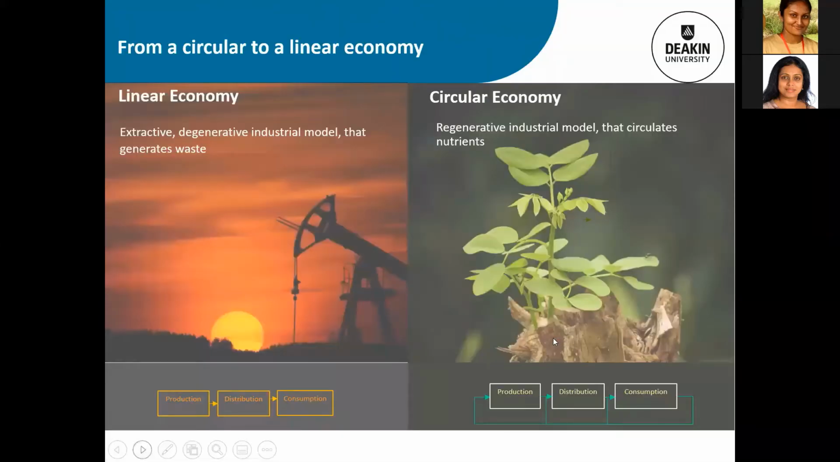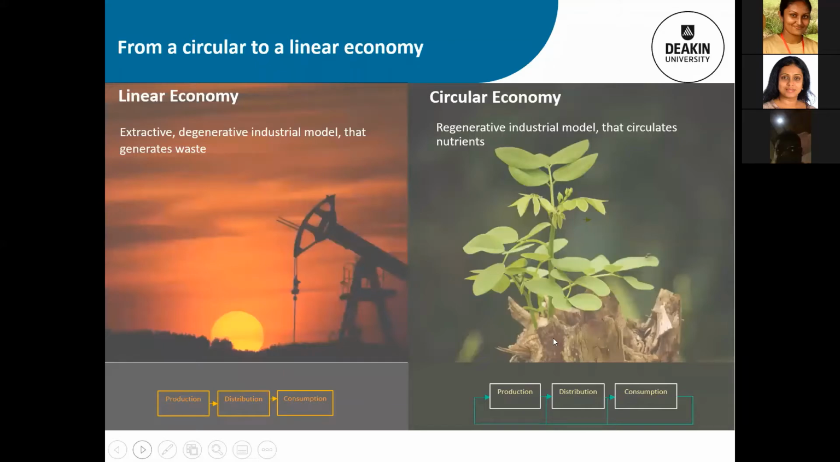The easiest way to describe it is to describe what we are in right now. We call the current economy a more linear economy, where it's an extractive economy and a degenerative industrial model. When we talk about an economy, we mainly talk about three key economic activities: production, distribution, and consumption. Everything that happens in an economy can very broadly be categorized into these three activities, and that's the purpose of an economy operating.